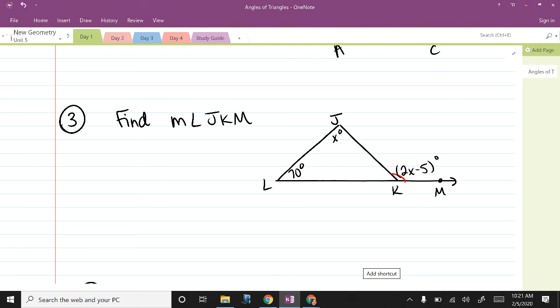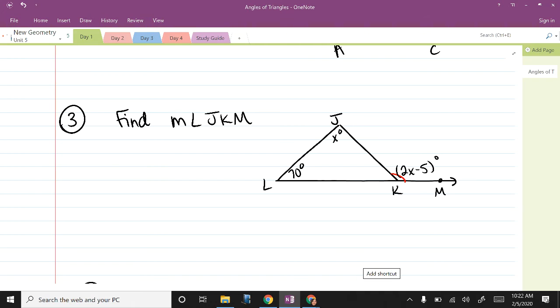You really don't need that point M out there. It's just there. This is angle L, angle J, and angle K. Angle L is 70 degrees. Angle J is X degrees. And the exterior angle is 2X minus 5. Don't do number 4, do number 3. Only do number 3. Okay.